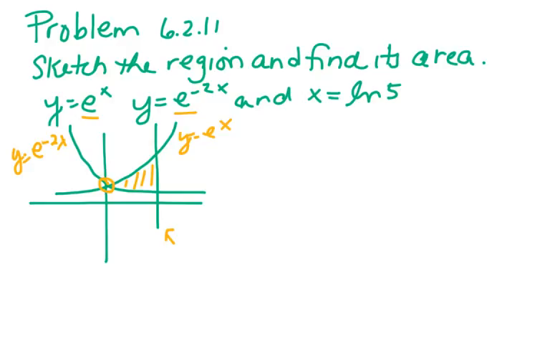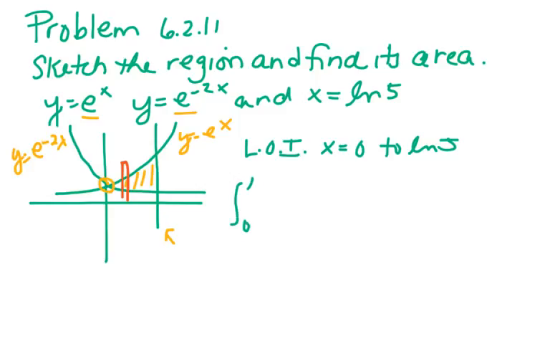So let's look for the limits of integration here, and they are given to us. So we're fortunate. It depends on which way we want to integrate, and we're going to integrate with respect to x, because if we integrate with respect to y, we have multiple regions. So x is going to go from 0 to ln of 5 because of where these two graphs intersect. They intersect at the point x equals 0. So let's set up the integral.